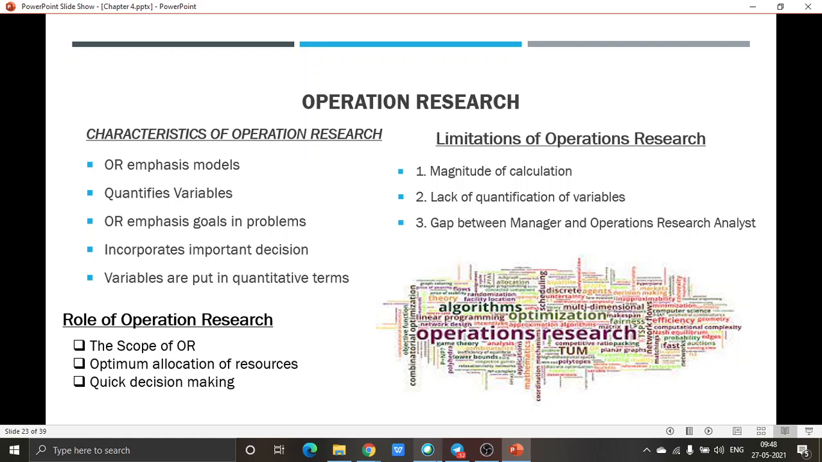Now this was the definition which was given by the American Encyclopedia of Management.